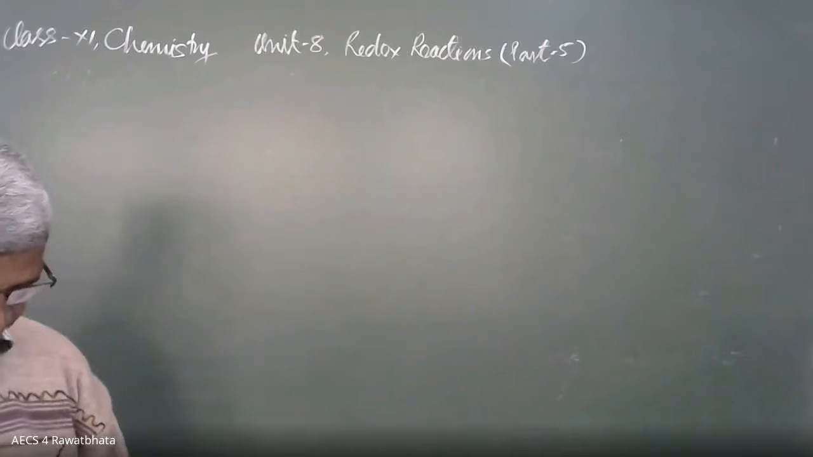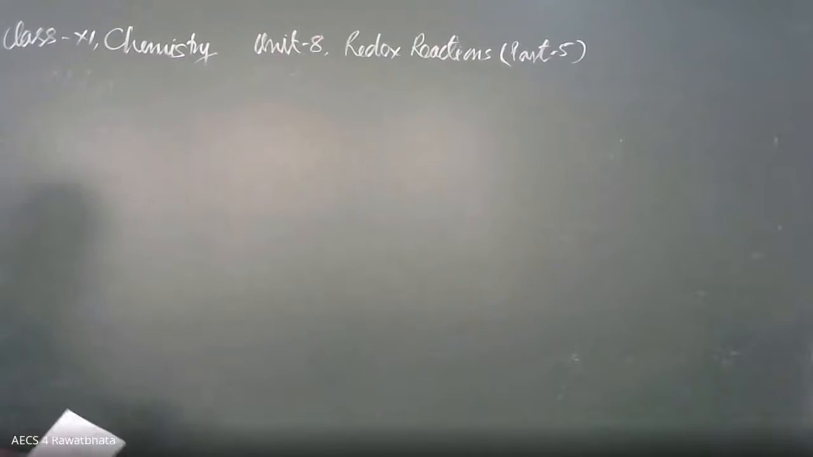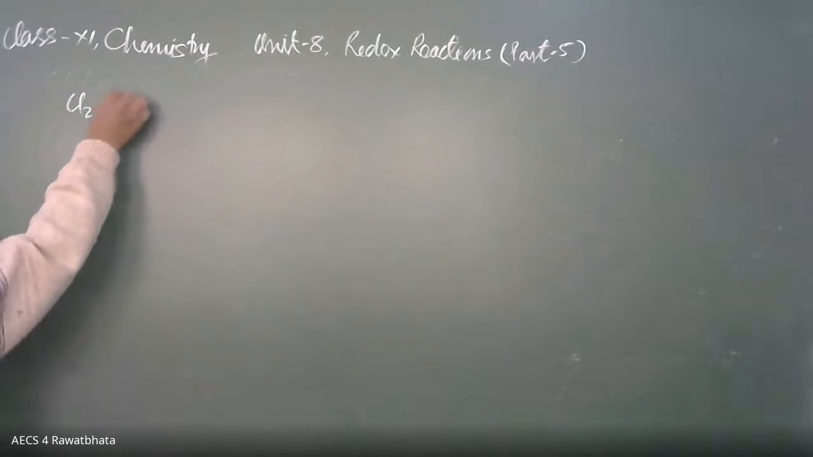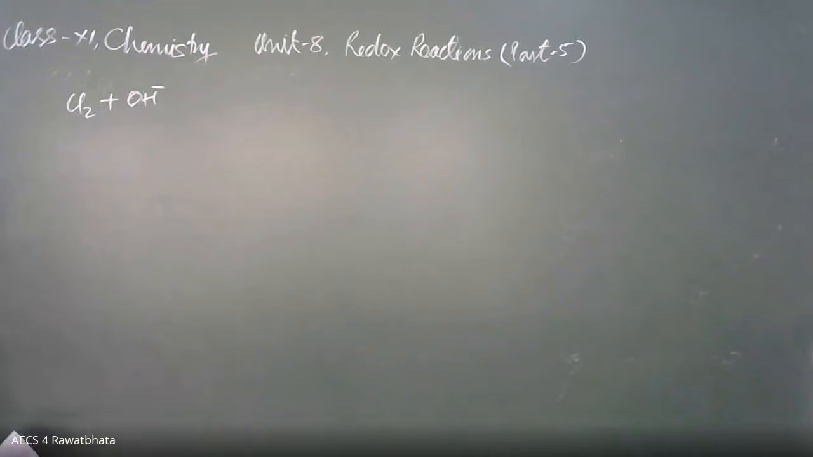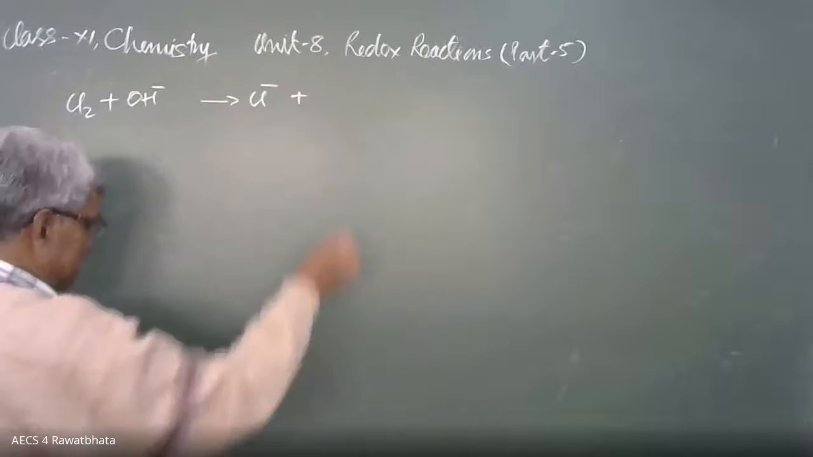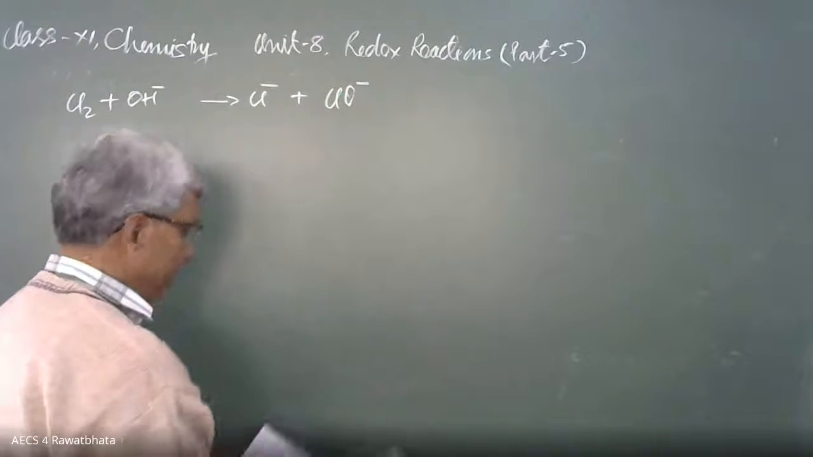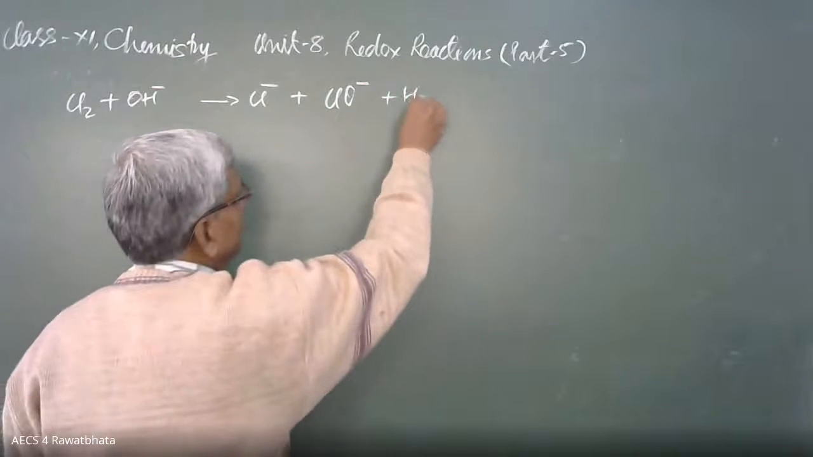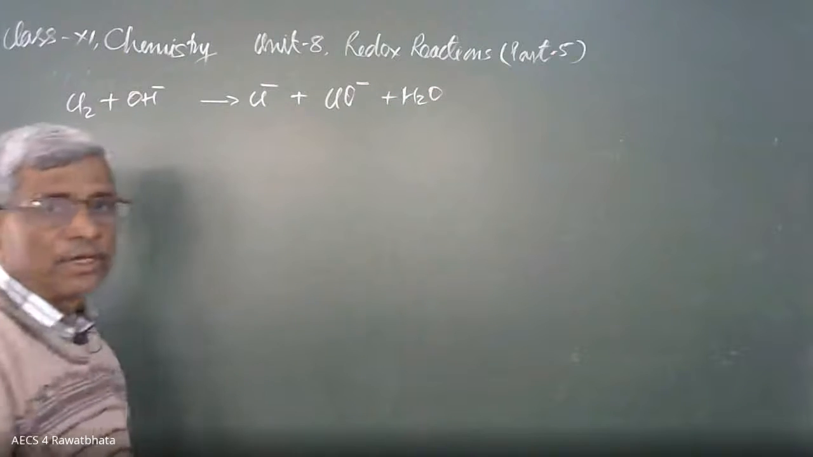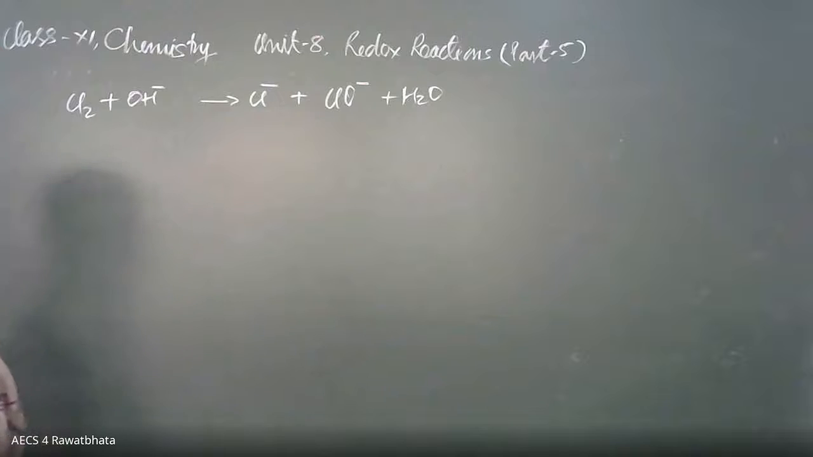So this is the way of balancing redox reactions in acid and basic medium. The medium may be acidic, may be basic. I have written some other examples. You can take these examples and try to balance yourself. For you, here the reaction is Cl2 plus OH minus gives Cl minus plus ClO minus plus H2O. H2O may not be there, automatically it will come on the required side. The medium is basic because OH is here.